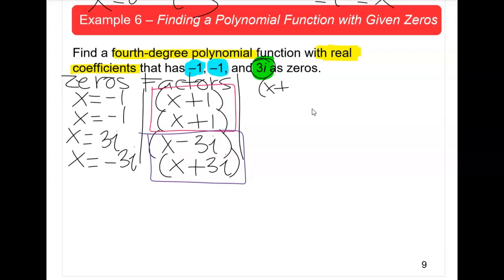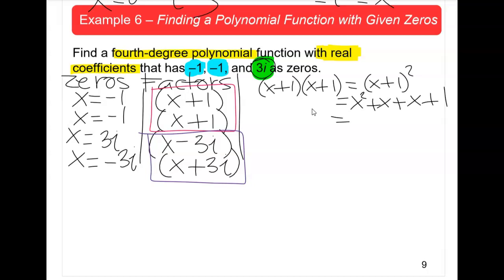So we have x plus 1 times x plus 1, or this is the same as x plus 1 to the second power. So the product that we will get from here is going to be x squared plus x plus x plus 1. So after combining like terms, we will get x squared plus 2x plus 1. So we're going to save this polynomial. And now let's work with the other two.